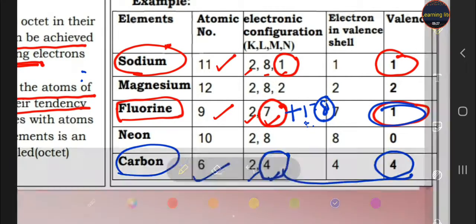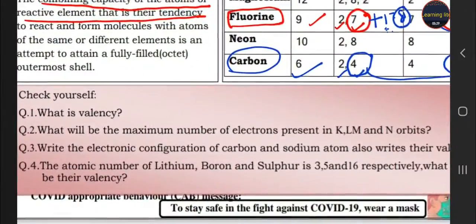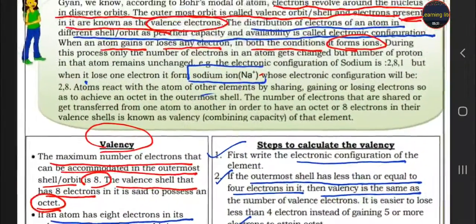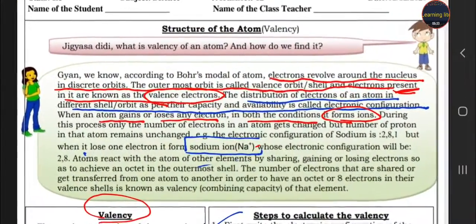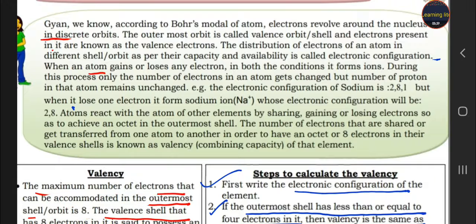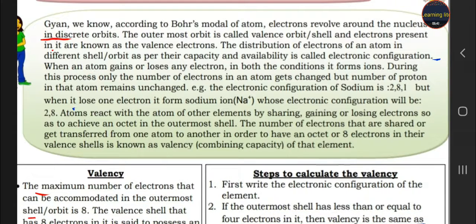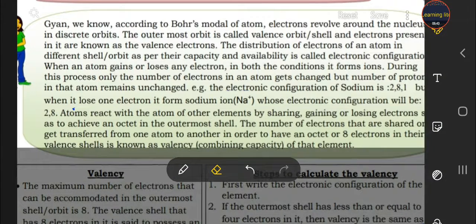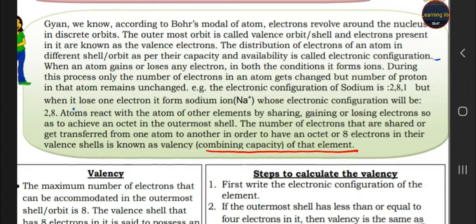Okay students, now let's do the exercise. First question is, what is valency? So what is valency, student? The combining capacity of an element is known as its valency. This is your first answer, student. The combining capacity of the element is known as its valency.